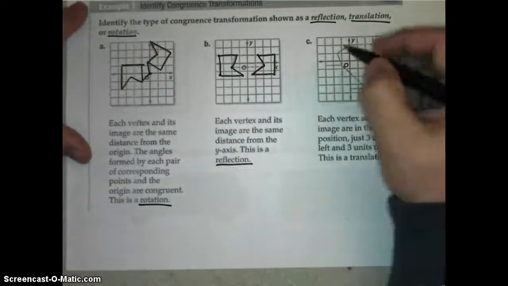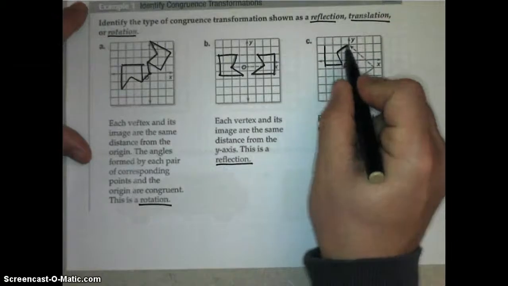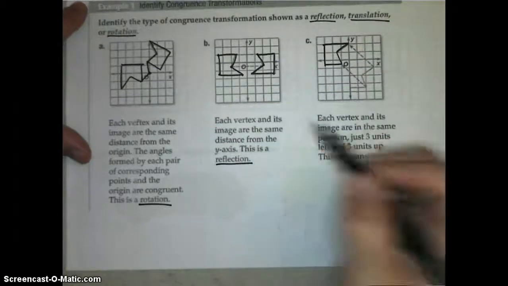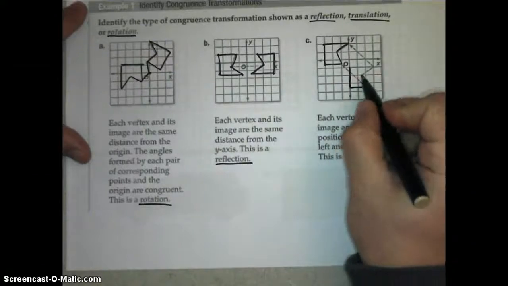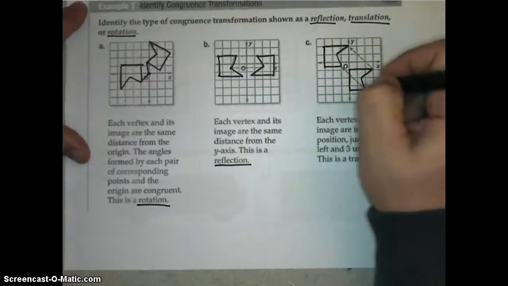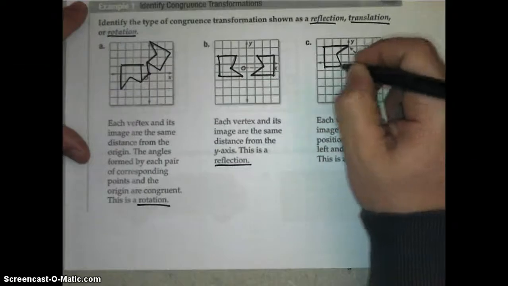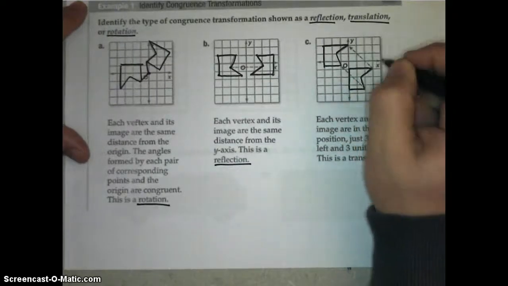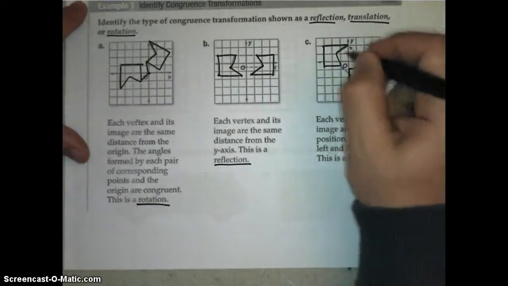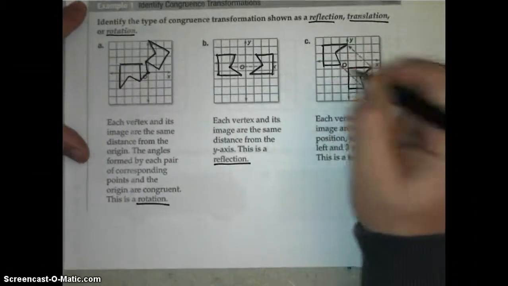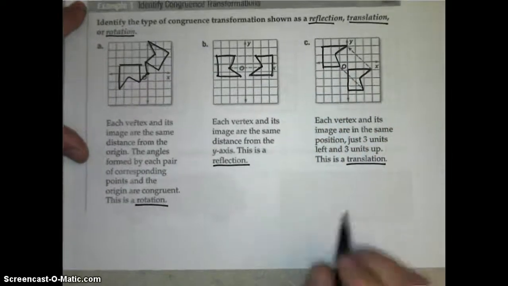And then lastly, part C here, this is our pre-image, and then I'm sorry, this is our image. We started with this one actually, if you follow the direction of those arrows. Okay, and every vertex is moving up and to the left. In fact, each vertex moves up 3 to the left 3, and I could do that up 3 to the left 3 for each one of those vertices. So this is a translation.